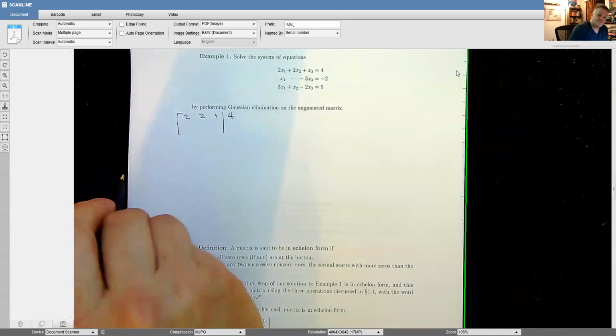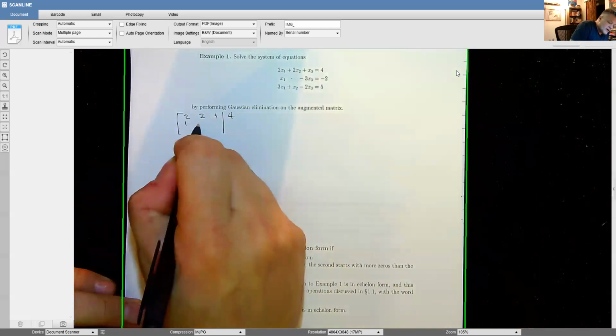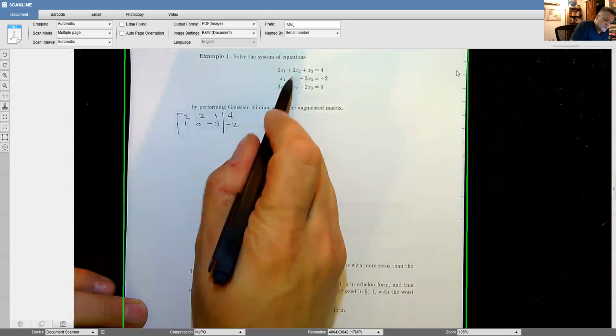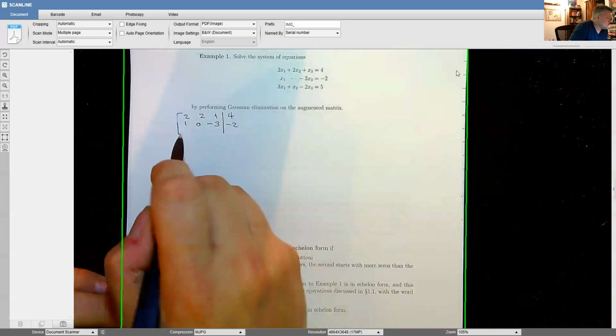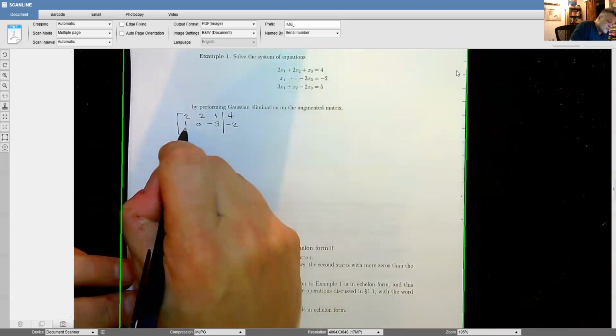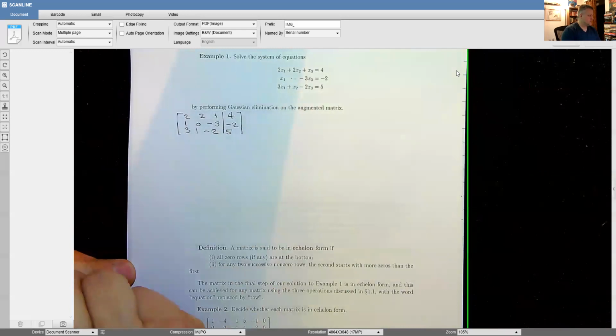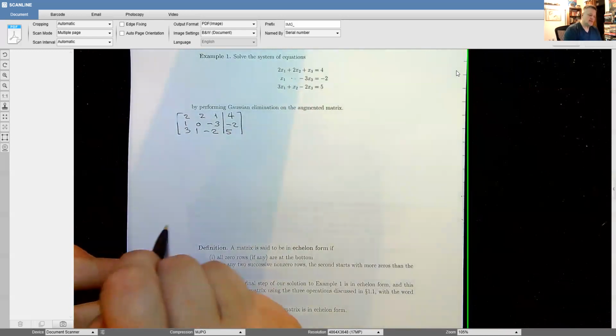And then over here, we have a 1, a 0, a -3, and a -2. Remember, the 0 is because there is no x2. You need that placeholder in the matrix. And then 3, 1, -2, and 5. All right. That is your beginning system.